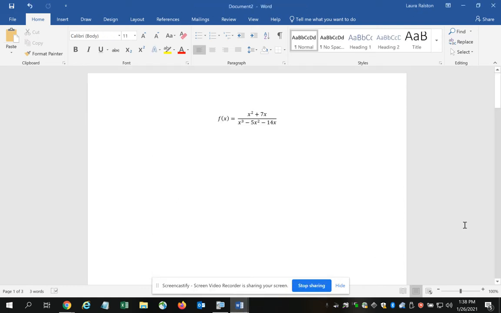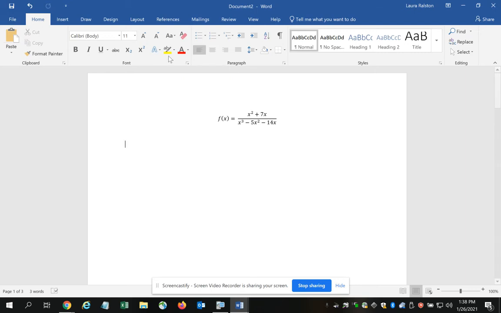Primarily in Newton, you're asked to find the vertical asymptote and/or the horizontal asymptote, but I also want to address, while we're looking at this, how to find the y-intercepts, the domain, and the x-intercepts.